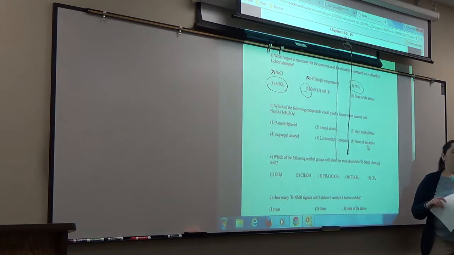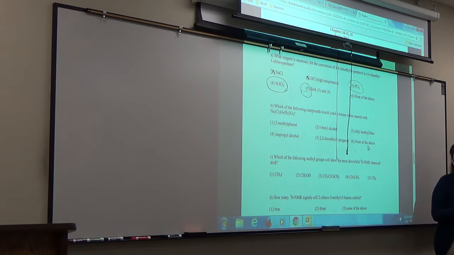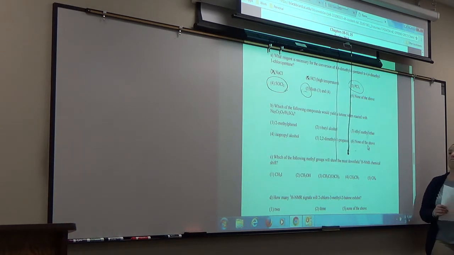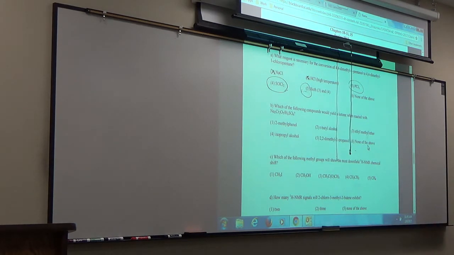Why? Because they don't rearrange. PBr3 never rearranges. And then SOCl2 or HCl does, because you would rearrange it. So it's only 3 and 4.